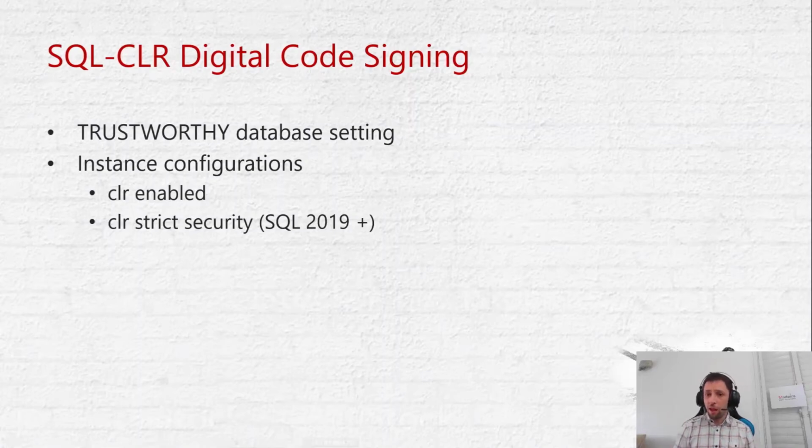Okay. Additionally, you also need to take into consideration that you need to have CLR enabled in the instance setting at the target SQL Server instance where you deploy your project. And in SQL Server 2019, you also have a new setting called CLR strict security, which basically means that even safe assemblies still have strict requirements for deployment. Okay. What are these strict requirements? What am I talking about?